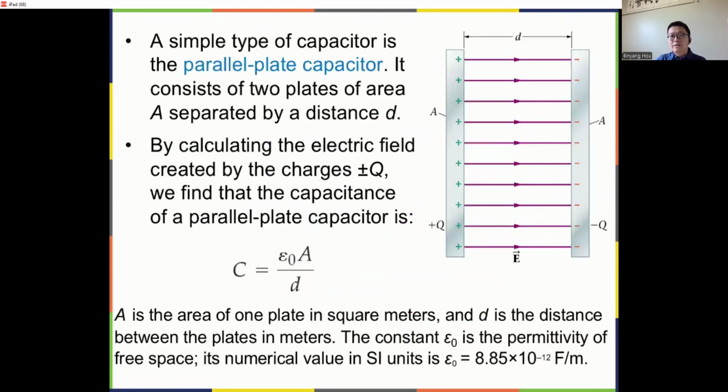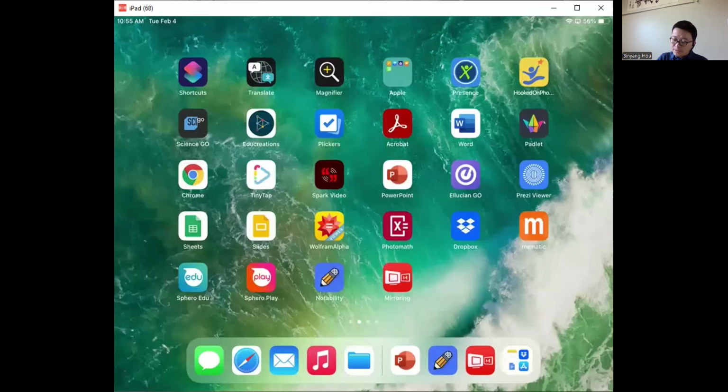Earlier when we talked about the parallel plate capacitor, I mentioned that according to the configuration, the capacitance will be proportional to the area of the plate and inversely proportional to the distance. I did not offer the derivation of that formula, but today we can take a look at that. Just keep in mind what we learned in the last slide.